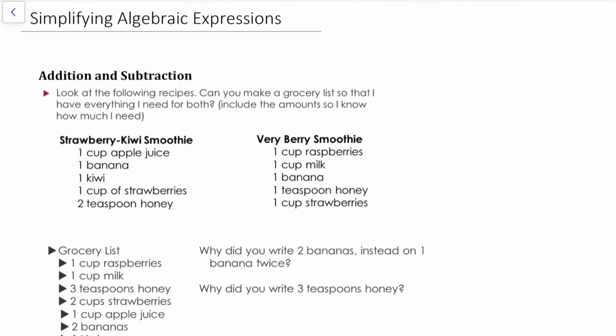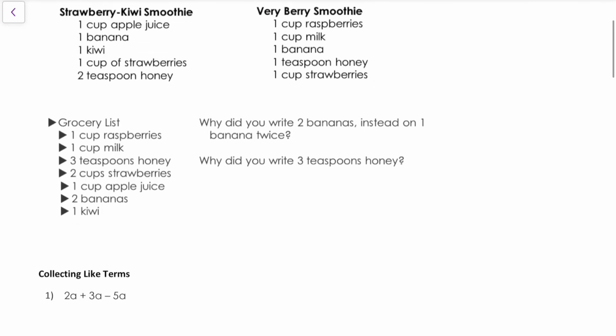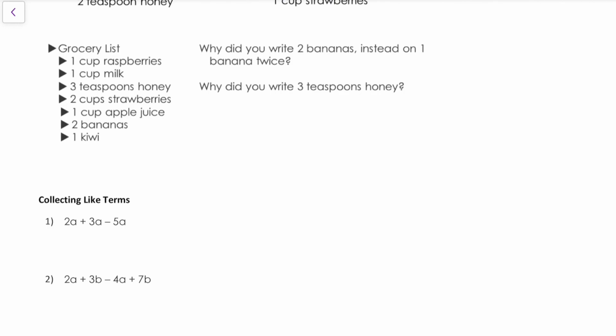Okay, so chances are your grocery list looks something like this: 1 cup of raspberries, 1 cup of milk, 3 teaspoons of honey, 2 cups of strawberries, 1 cup of apple juice, 2 bananas, and a kiwi. Right? And I want to know, why did you write 2 bananas instead of writing a banana on your list twice? Why did you write 3 teaspoons of honey instead of saying 2 teaspoons of honey and then 1 teaspoon of honey according to the recipes? You combined them together.